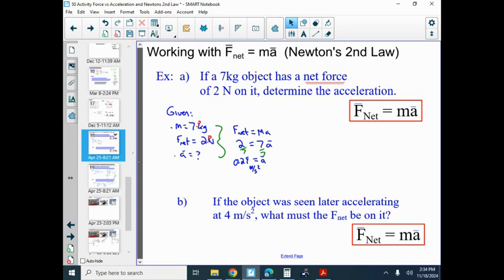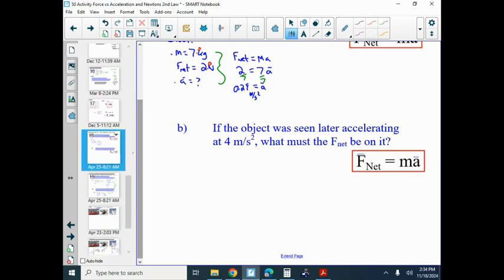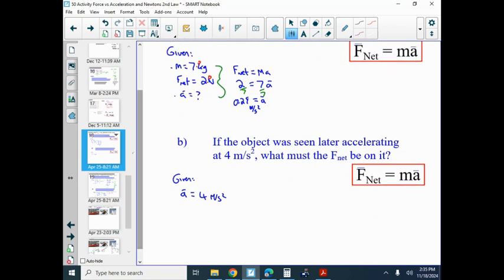So given any 2, you can solve for the third one easily enough with this kind of an equation. It's your typical 3-variable equation. Give you 2, solve for the third one. Here we have, given the acceleration 4 meters per second squared. Same object as before, we don't have a number. We have a mass of 7 kilograms still. And we're looking for the net force.